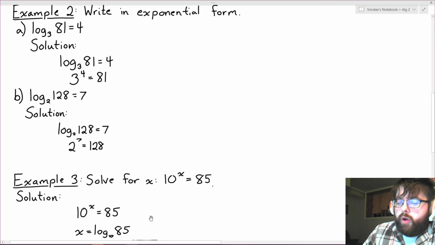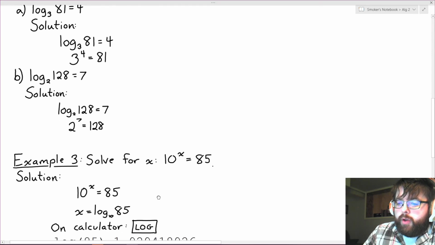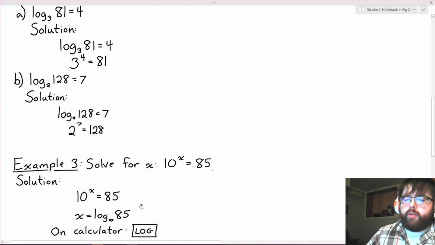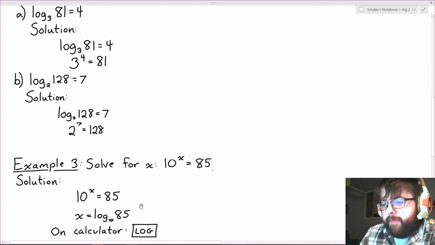Now, going back to the graphing calculator, we can use the log key to actually evaluate the decimal value of this. And I know it's going to be a decimal value because 10 to the first power would be 10. 10 to the second power is 100. Both are integer answers, 1 and 2, and it's neither of those. So it has to be something between 1 and 2. And there's only decimal values between 1 and 2.